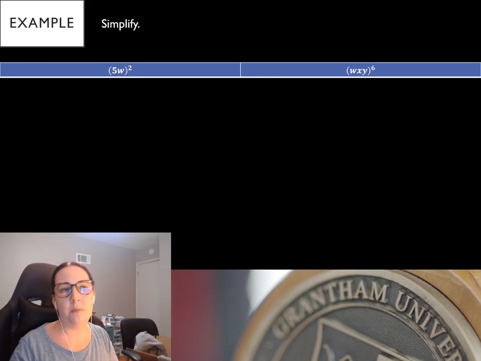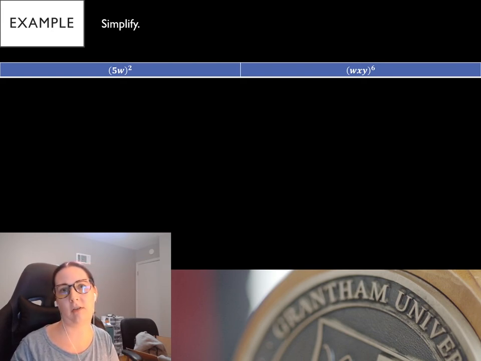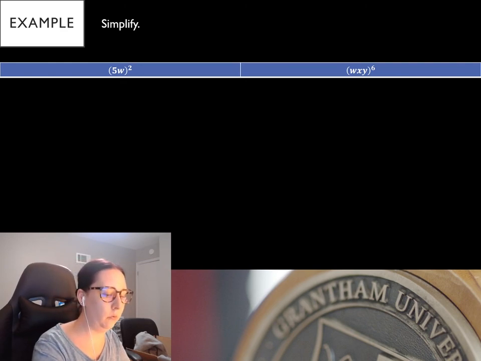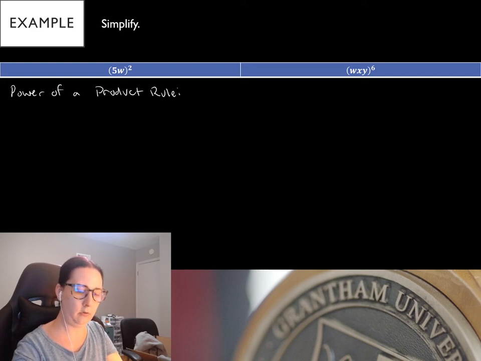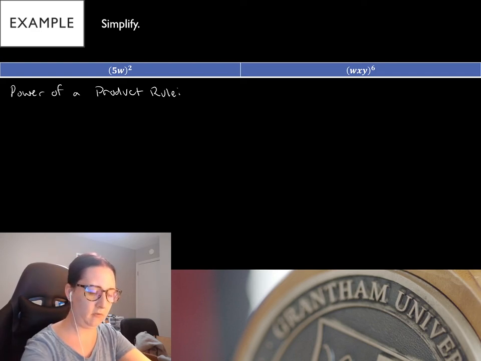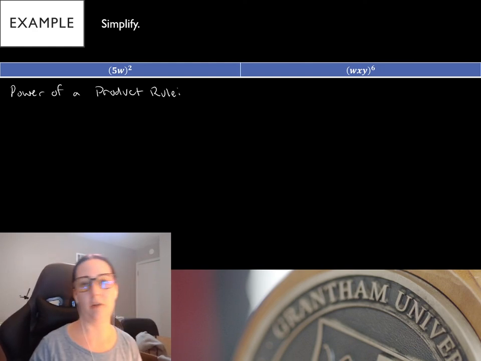I've got two examples here on the left and the right. We've got simplify, and on the left, 5w squared. We have a product, or multiplication, inside the parentheses with an exponent, or a power, on the outside. So this is the power of a product rule we're going to use. I'm going to write that down. Actually, I'm going to move this and flatten it out so I don't aggravate my carpal tunnel. Okay, so now I'm going to be looking down and then looking up.